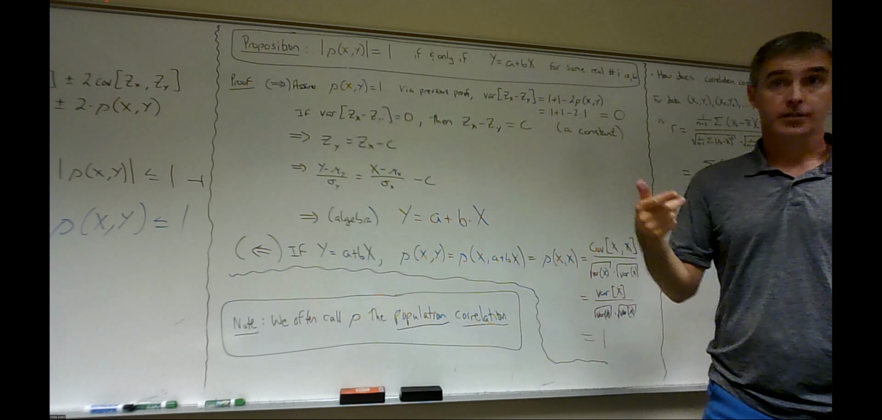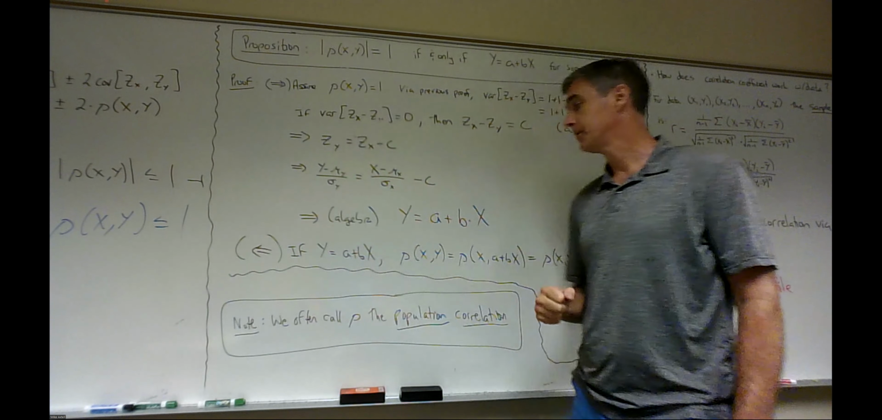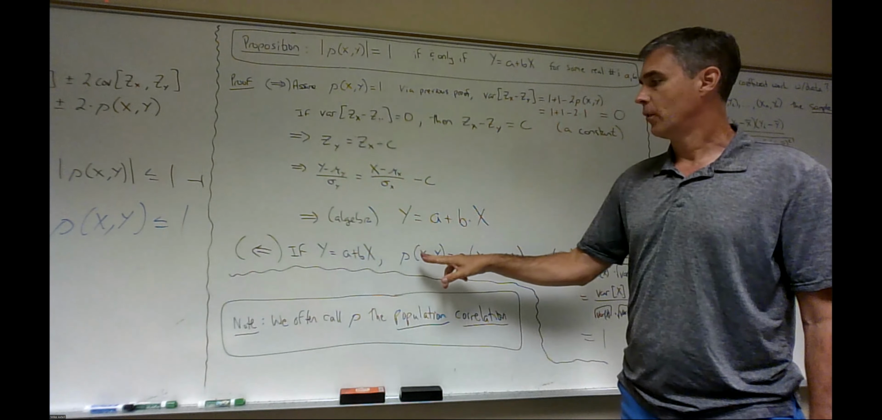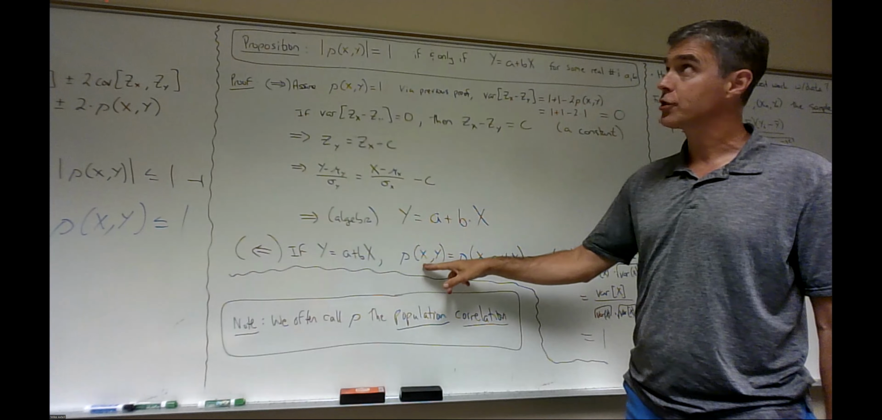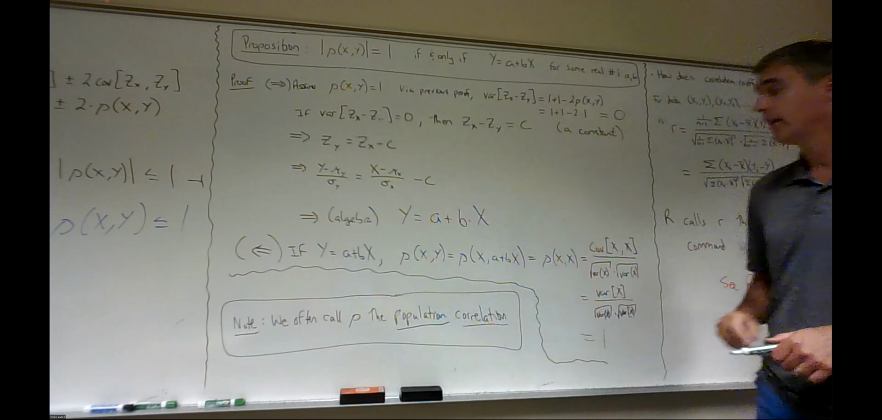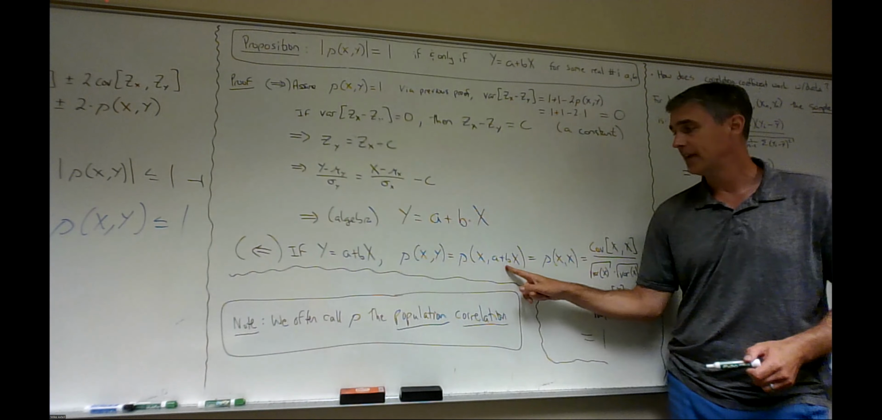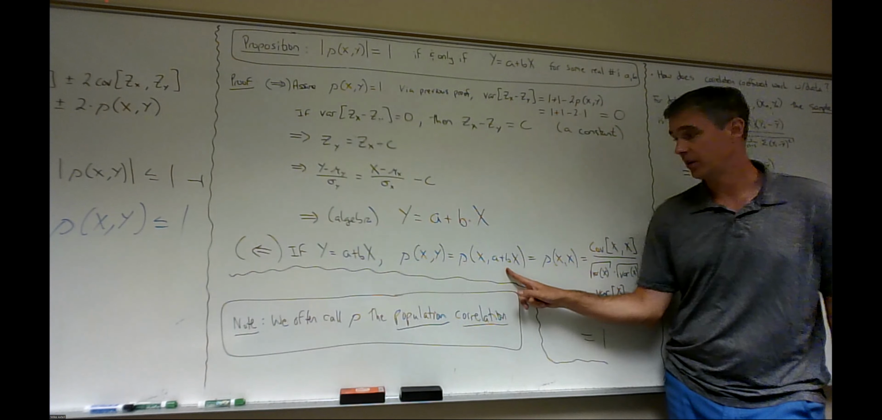All right, let's go the other way. Let's assume I knew that y was a linear function of x. Well, if I want to calculate the correlation coefficient of x and y, I can say y is a plus bx, since I was told that. And I know from a previous proposition that the a and the b don't affect the correlation coefficient at all.